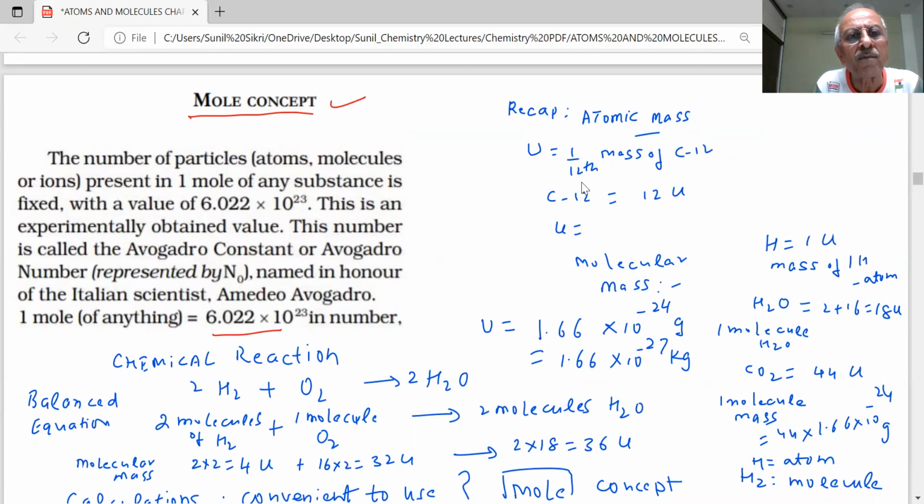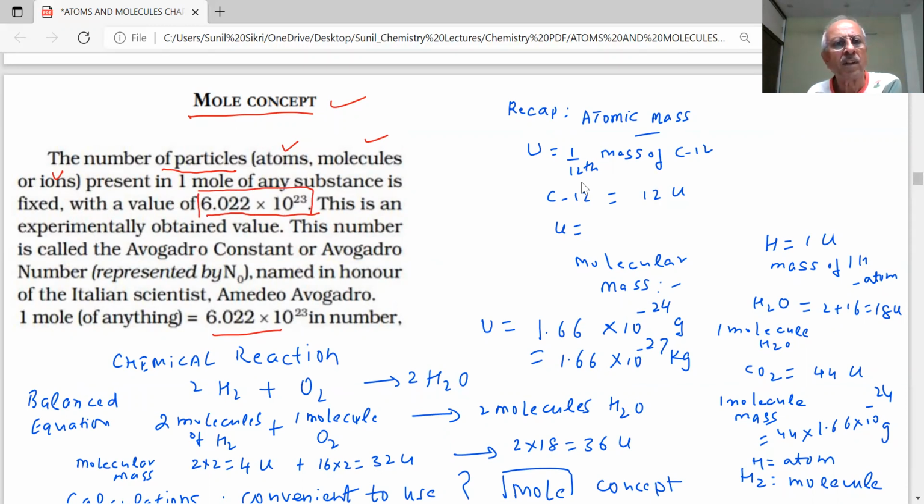Number of particles. What particles can be there? It can be atoms, molecules, or ions. What is anything made up of? Atoms or molecules or ions. Ions, you have seen. What are ions? They have positive or negative charge. The number of particles present in 1 mole of a substance is fixed. How much? 6.022 into 10 power 23.